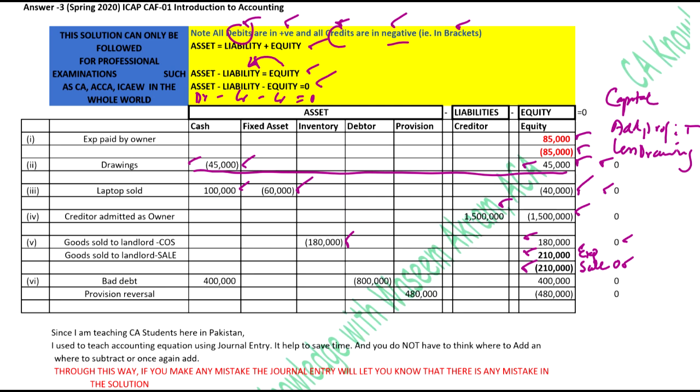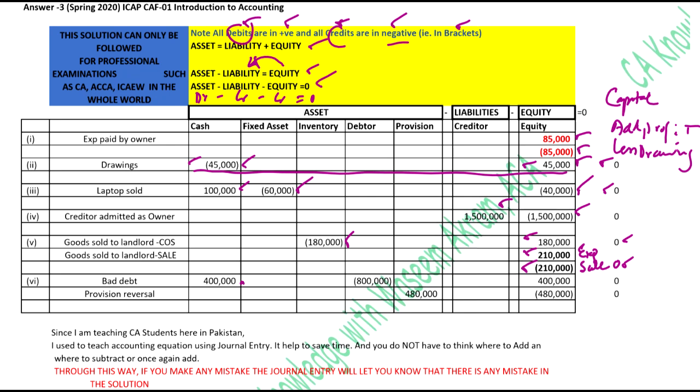Adjustment number 6. A debtor who was declared bankrupt has paid 400,000, 50% of the balance due, in full and final settlement. Full and final settlement means out of 800,000, 400,000 received.